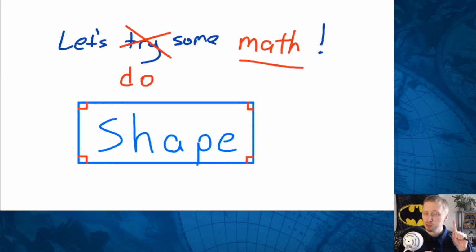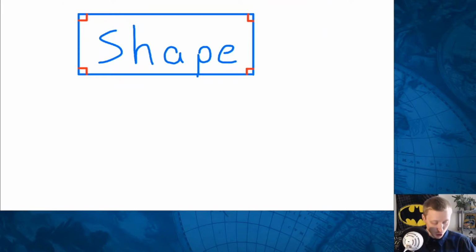Now, hold the phone right there. I'm not going to dig into all of geometry here and talk about hexagons and pentagons and different kinds of shapes. What I'm referring to is the shape of a number. Yes, numbers themselves can have their very own shape.